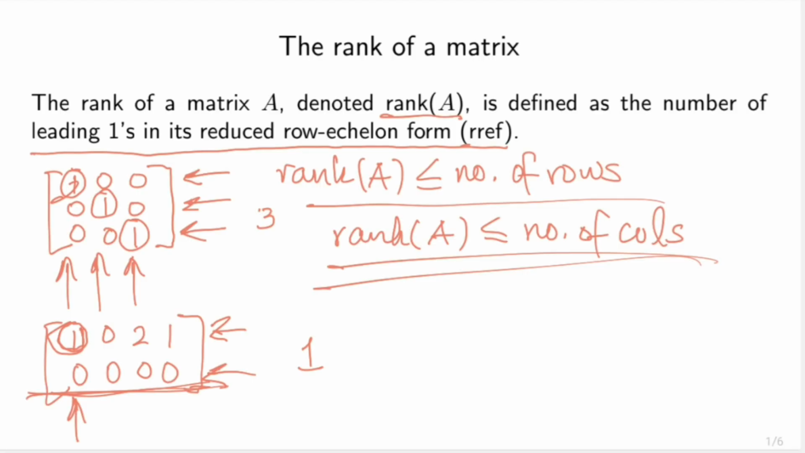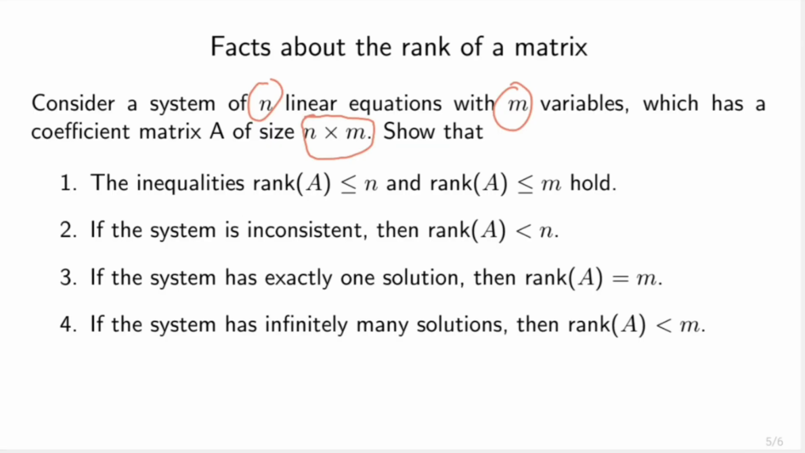So here, because we define the rank as the number of leading ones in its reduced row echelon form, and every row has at most one leading one, and every column also has at most one leading one, we automatically have these two inequalities: that the rank cannot be greater than the number of rows, and it cannot be greater than the number of columns. So that's how we prove this one.